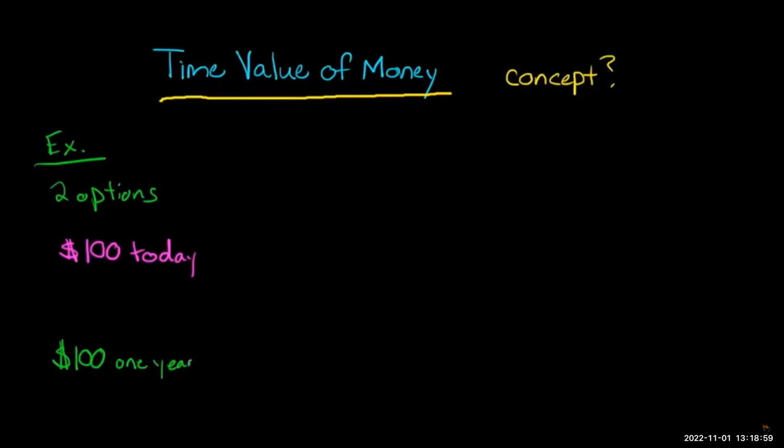1 year from now. Now, let's just assume for a moment that when I say I'll give you the $100 1 year from now, that's certain. That's not something where I might not pay it. It's guaranteed. You either get $100 today or you get $100 1 year from now. But either way, there's no risk associated with it. You're going to get the $100.